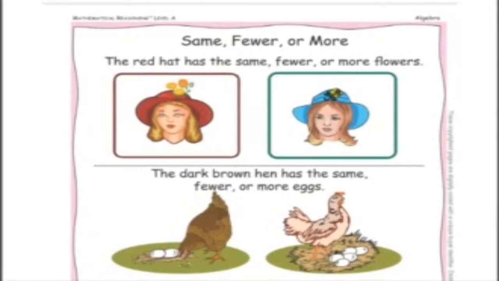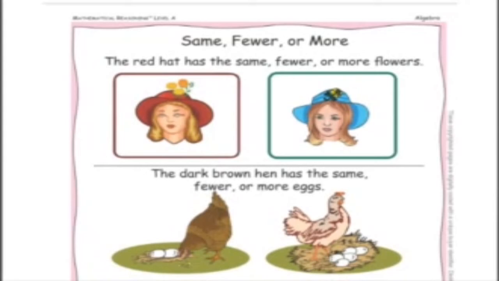We are looking at same, fewer, or more. Now, take a look at the first example. The red hat has the same, fewer, or more flowers. They're asking us, look at the red hat and look at the blue hat. The red hat has 3 yellow flowers, and the blue hat has just 1 flower. So, is it more than the flowers on the blue hat, or fewer, or the same? It is more, of course, because 3 flowers is more than 1 flower.